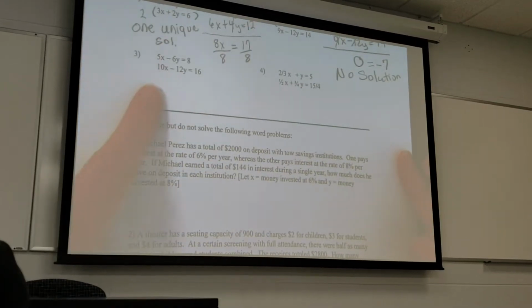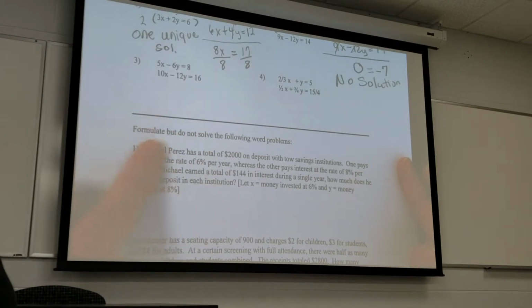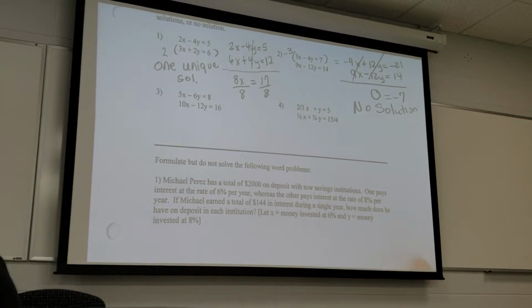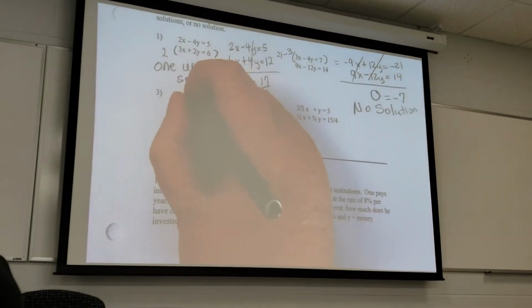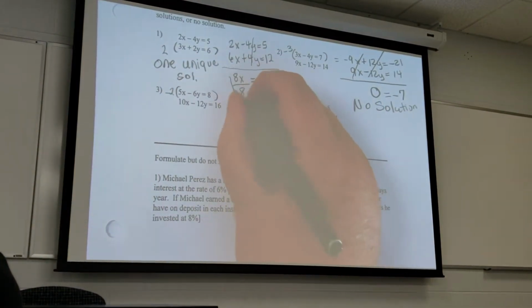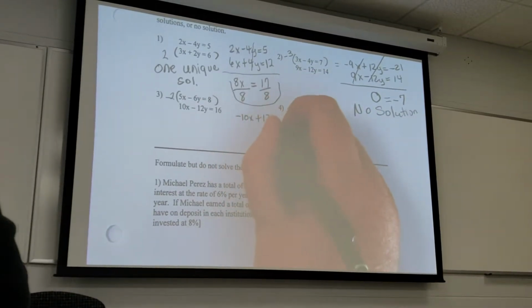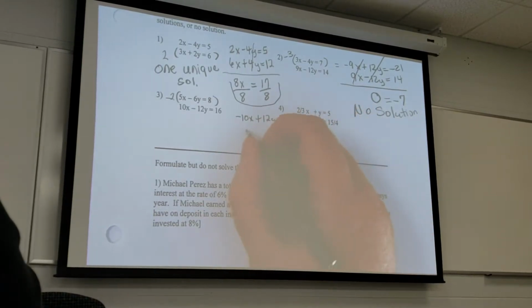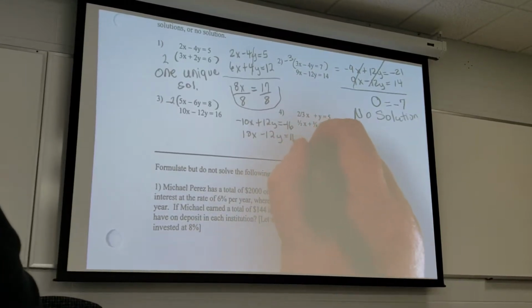Here I have 5x minus 6y is equal to 8. 10x minus 12y is equal to 16. I want to get rid of the x's. There's something I can multiply by 5 to get negative 10. Negative 2. So I'm going to have negative 10x plus 12y is equal to negative 16. And 10x minus 12y is equal to 16.